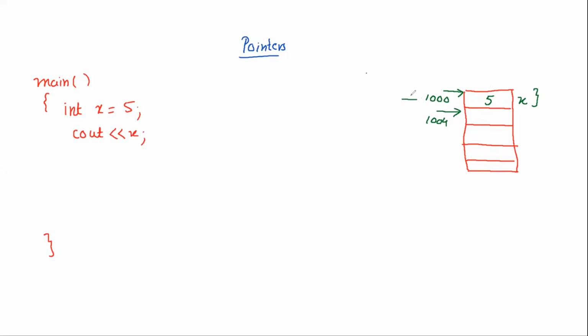Okay, so now suppose instead of this value 5, I am interested in this address, that is, where this 5 is lying in the memory. Suppose you want to print that. For that we'll see a new operator. You have already seen it, but in a different context. If you are interested in this address 1000, not this value 5, then you have this operator, the ampersand symbol, and after that you write the variable name, which is x.